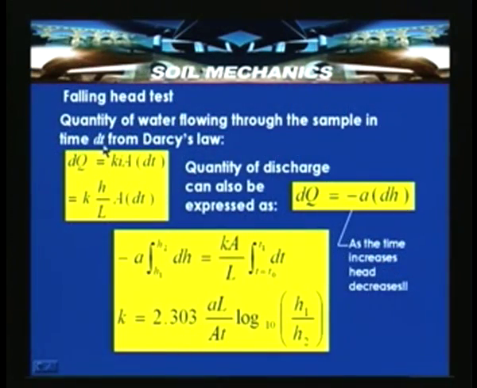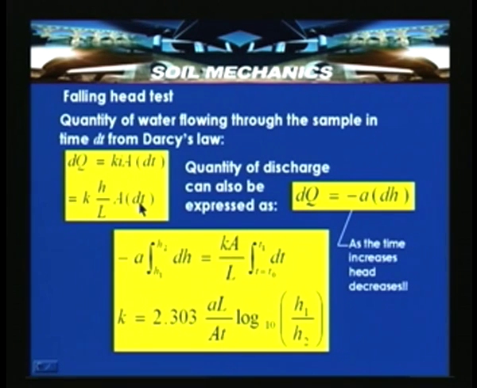Considering the previous discussion, the quantity of water flowing through the sample in time dt, from Darcy's law, can be estimated like we did in the constant head test: dq is equal to k i A dt. Here dt is the time over which the head loss dh has occurred, dh is the small head drop and h is the head at time t. So, dq is equal to k into i, where i is h by L, A is the cross section area of the sample and dt is the time. So, k into h by L into A into dt.